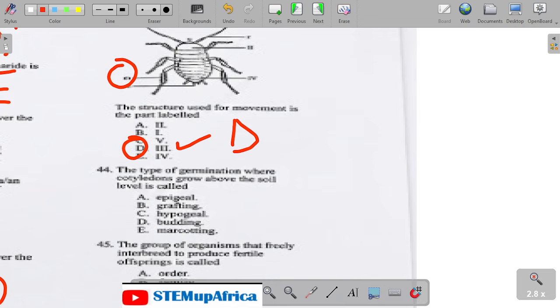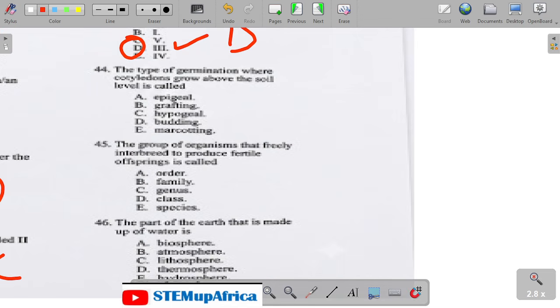Let's make progress. The type of germination where the cotyledon grows above the soil is called, we have done these things and we see them every day, epigeal germination. I also have hypogeal. Hypogeal is when the cotyledon does not grow above the soil. So the answer is epigeal germination, which is option A.